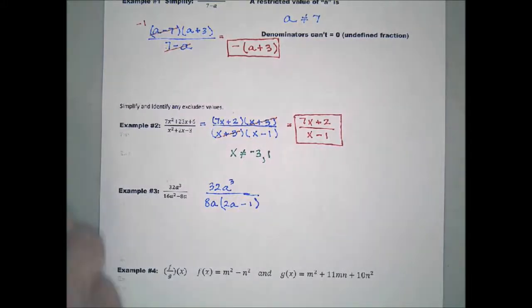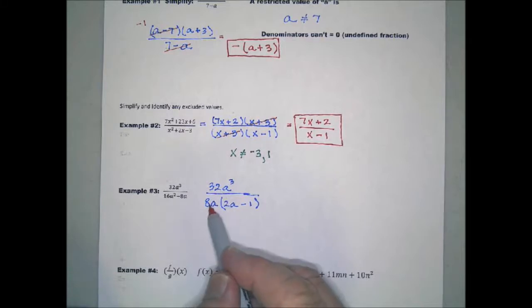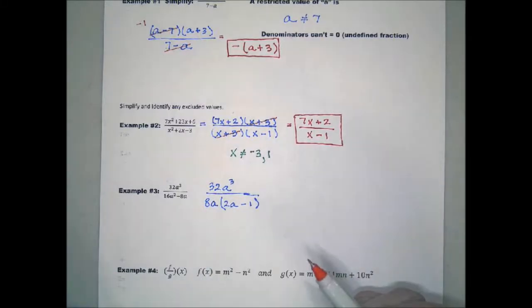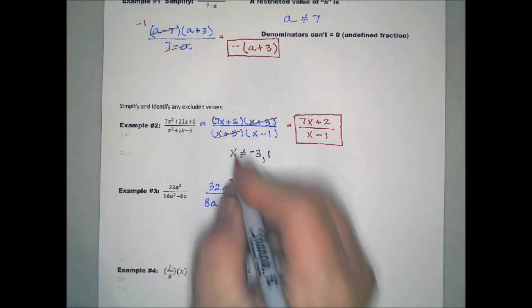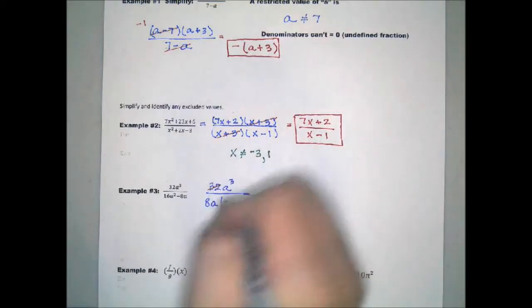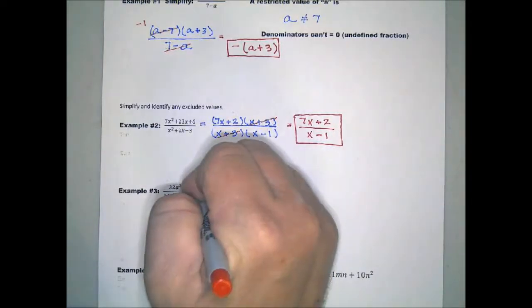So now I can start reducing. The 32 over 8 simply reduces down to 4, because 32 divided by 8 is 4. So the 32 is going to go away, the 8 is going to go away, I'm going to put a 4 right there.